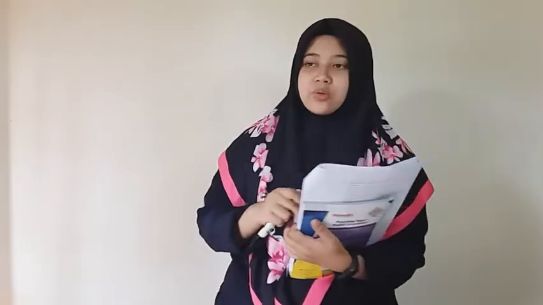Okay, and for your homework, I'll give you a worksheet once more and do it individually. You have to submit it in the next meeting. Do you get it? Okay. Okay. Have you got it all? Okay, good. And the material for the next meeting will be chapter 10 entitled When I Was a Child. So just prepare yourself, okay?